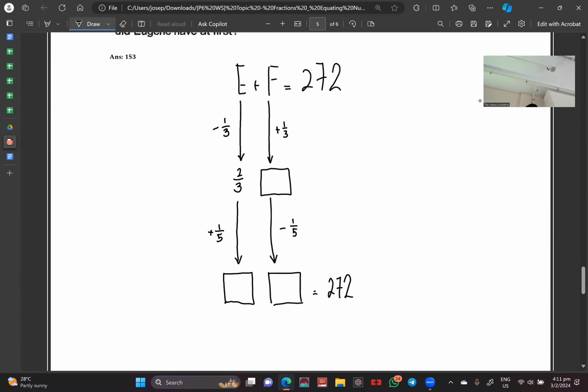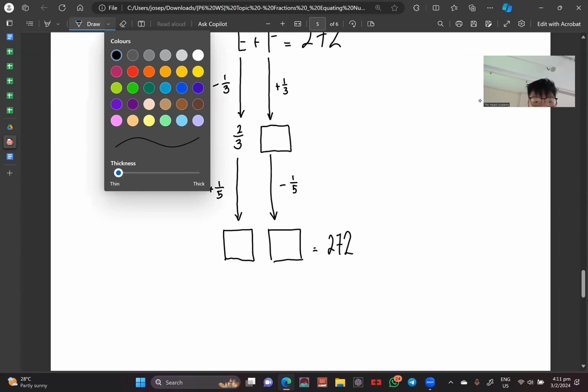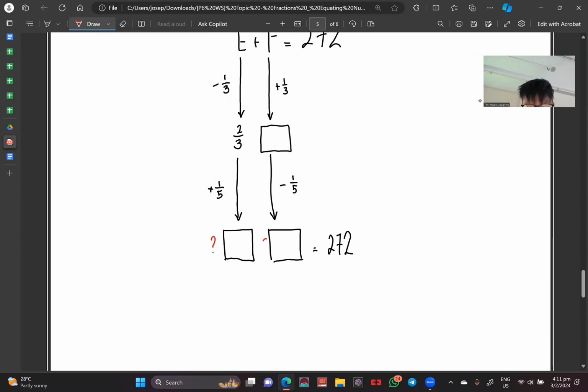So what you can do, you can actually find out what this is, and what this is really. How do you do that? Because they are the same, I'm just going to divide by 2. Am I making sense here? 272 divided by 2 gives me 136. So I'm just going to quickly put 136 over here, 136 over here. Agree or disagree?